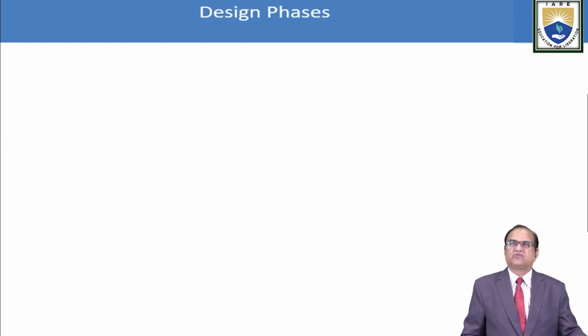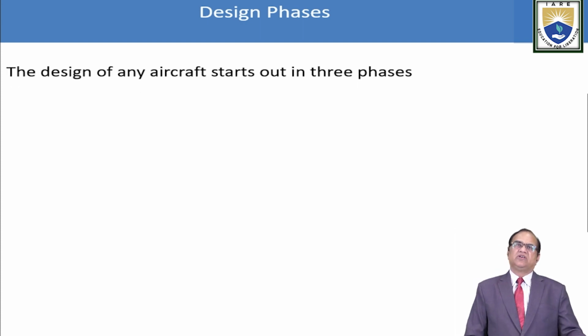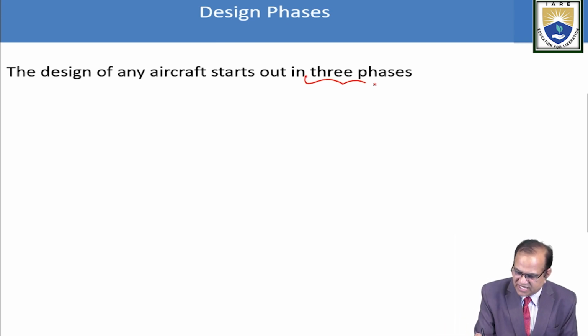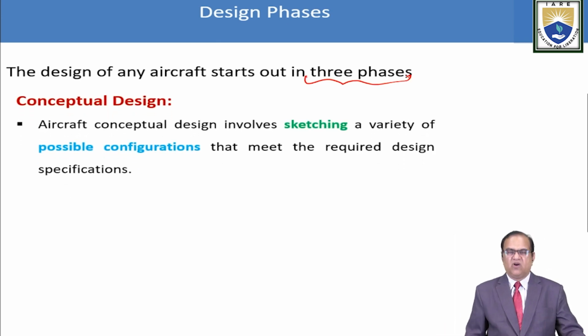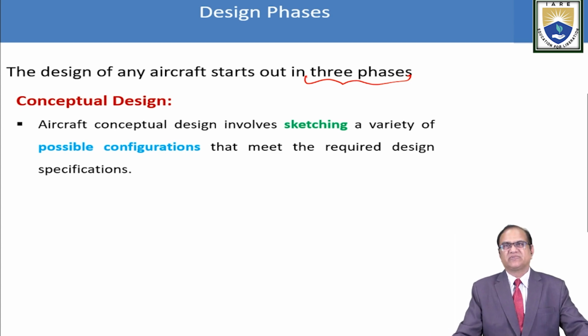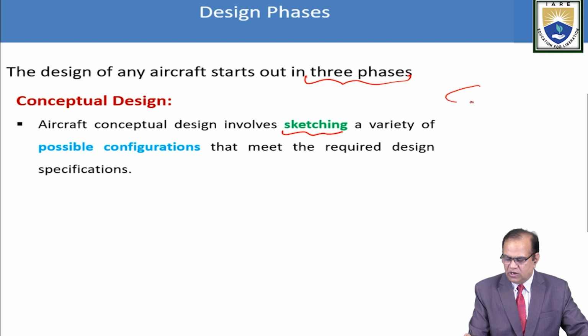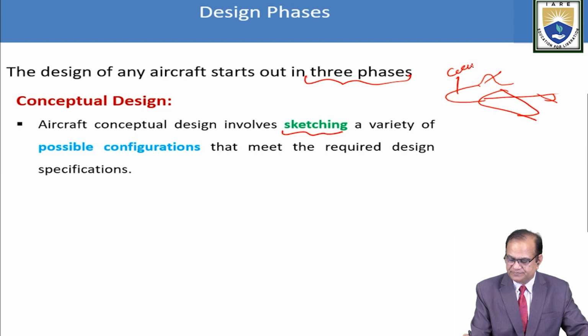Now, design phases. What are the design phases that we will be observing here? The design of any aircraft starts out in 3 different phases. The first one is the conceptual design. Conceptual design involves sketching. First you have to make the diagram of how the body should be, how the tail should be, how the wing should be: this is the wing, this is the tail, this is the vertical fin, this is the pilot, this is the cockpit.